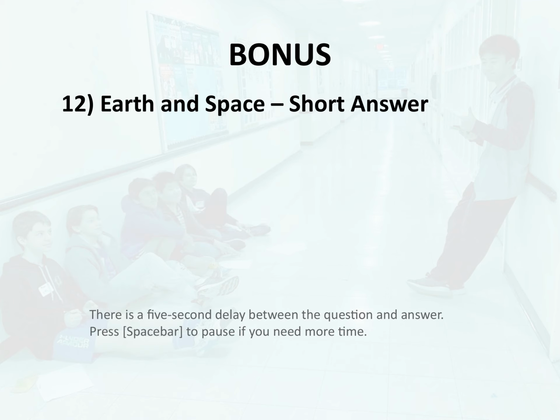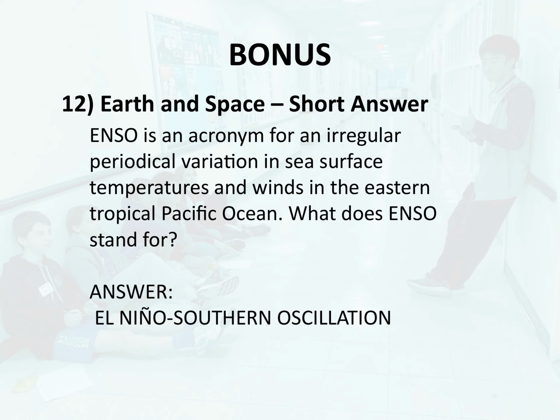Bonus 12. Earth and space, short answer. ENSO is an acronym for an irregular periodical variation in sea surface temperatures and winds in the eastern tropical Pacific Ocean. What does ENSO stand for? Answer. El Niño Southern Oscillation.